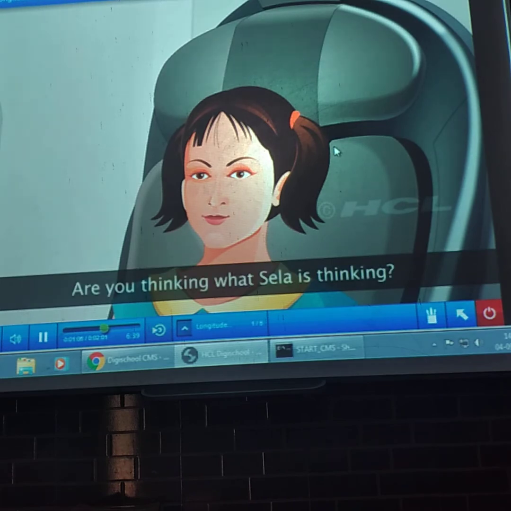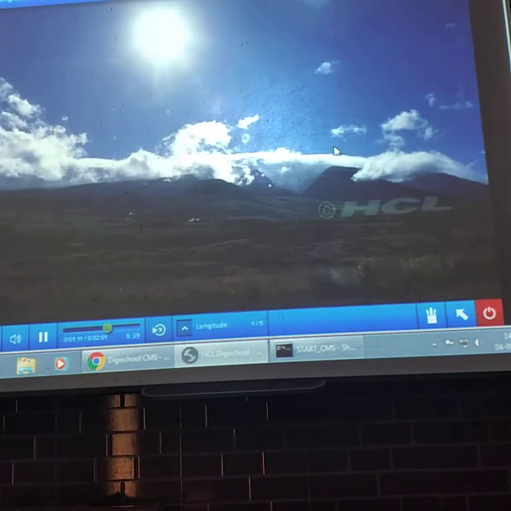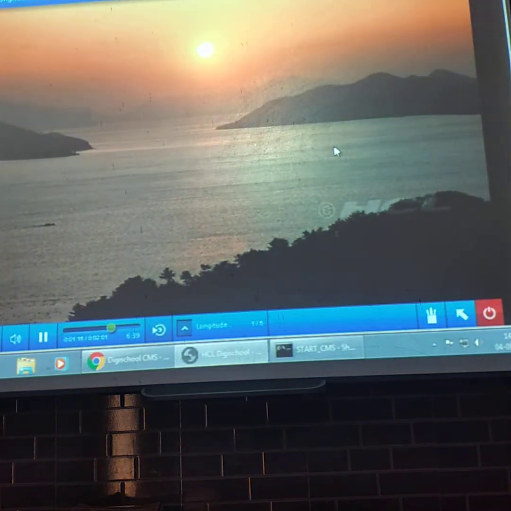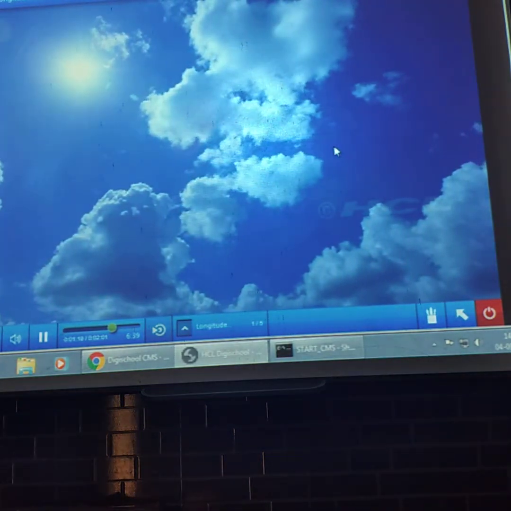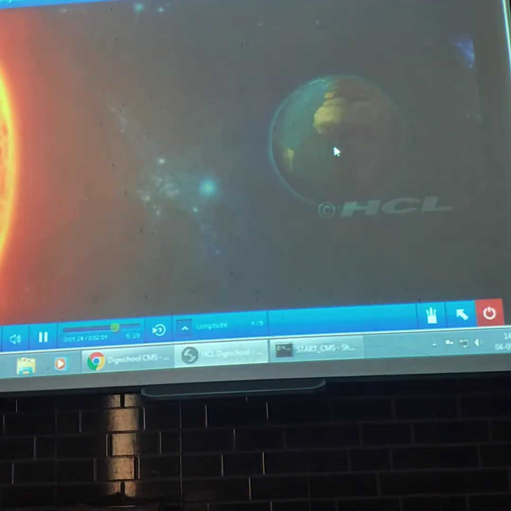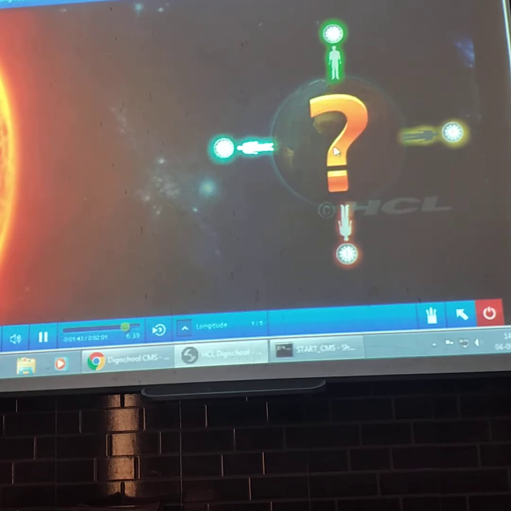Are you thinking what Sella is thinking? At any given place, you can identify the time by looking at the sun's position. Remember, the position of the sun will not be the same at different places on the Earth at the same time. So, how do we determine the time at various places around the Earth and also calculate the difference between their times?